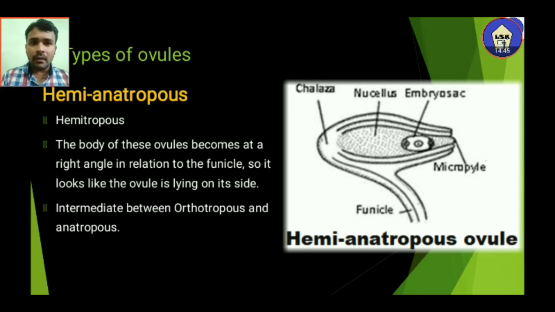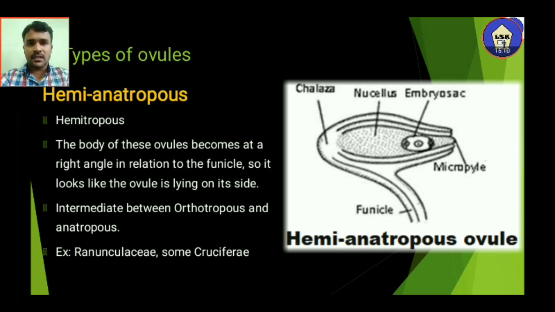Then intermediate between orthotropous and anatropous. So this type of ovule is the intermediate between orthotropous and anatropous. Anatropous is completely inverted, orthotropous is straight. So the intermediate stage is called as hemianatropous. That's why the term hemi is used here, not completely, hemi, half. So hemianatropous type, and this is commonly produced by the members of Ranunculaceae as well as some Cruciferae. So this is regarding hemianatropous or hemitropous ovule.